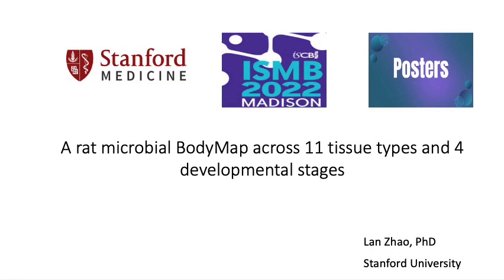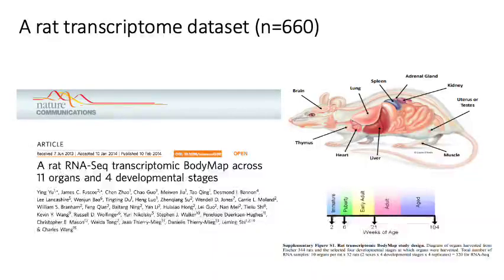Today I'm very glad to present our research work on the rat-microbial BodyMap across 11 tissue types and 4 developmental stages. This is a rat transcriptome dataset we used in this study.